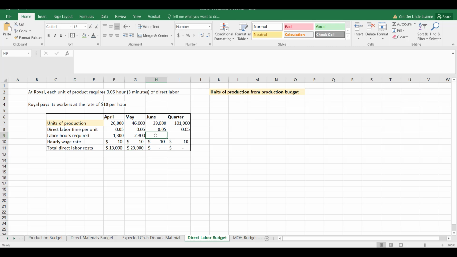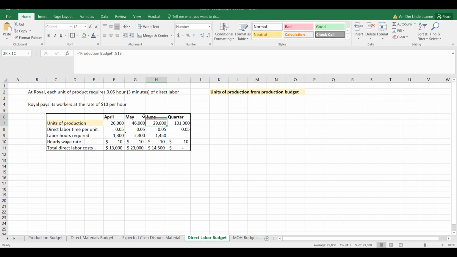And we'll do the same for June once again. In June, the budgeted amount of production for June is 29,000 units times the required direct labor time of 3 minutes or 0.05 hours. That means we estimate that we will need about 1,450 direct labor hours to produce 29,000 units in June. At $10 per direct labor hour, the total direct labor cost then we estimate for June is $14,500.